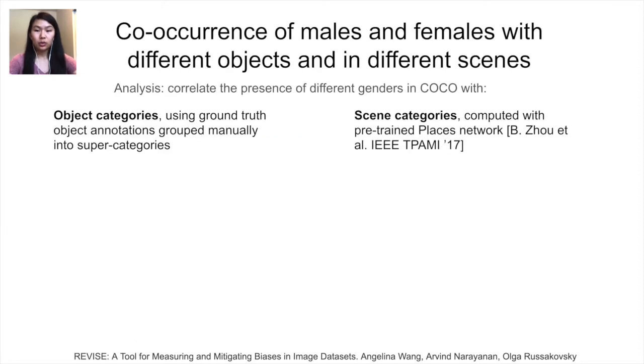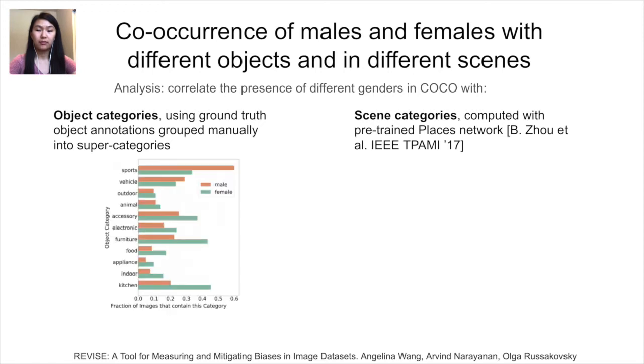One metric that our tool looks at is the contextual representation of what kinds of objects males and females are featured with and what kinds of scenes they are represented in. The object categories are derived from the annotations provided with the dataset. The scenes are derived from what a pre-trained scene classifier assigns to each image, which we acknowledge will bring the biases of this model itself.